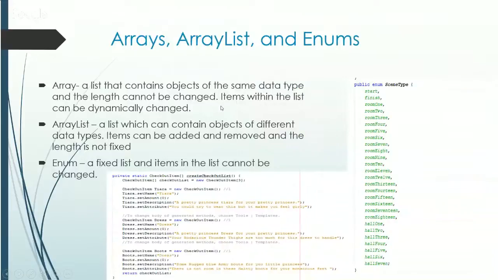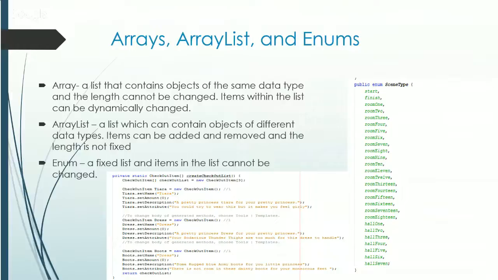Let's talk about the arrays and array lists and enums that are generally used in our code. An array is a list that contains objects of the same data type, and that array's length cannot be changed. However, the items within the list can be changed dynamically. An array list is a list which can contain objects of different data types, and the items can be added and removed as needed. The length is not fixed. An enum is a fixed list, and the items within it cannot be changed.